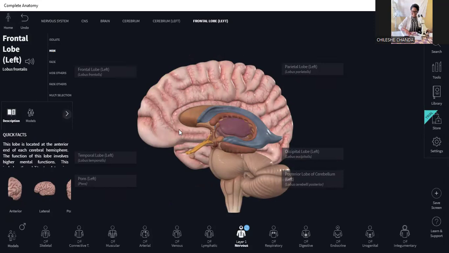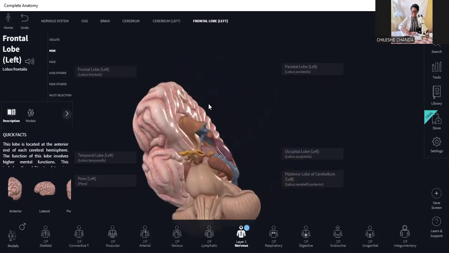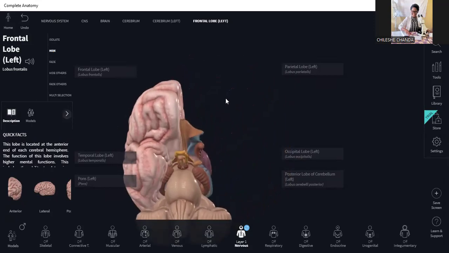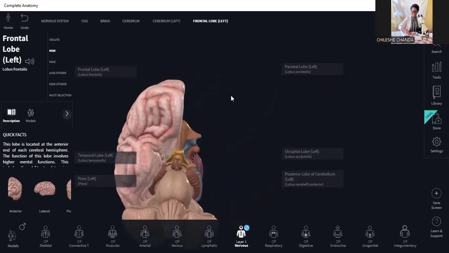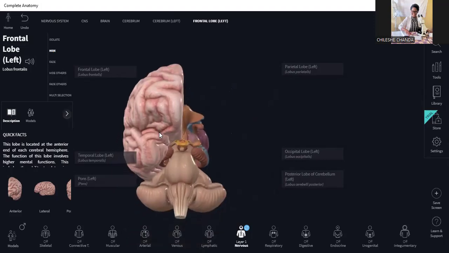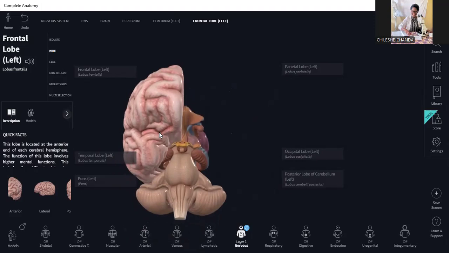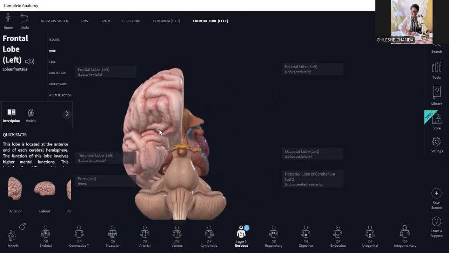And there is the inferior surface of the cerebral hemisphere. This inferior surface is irregular, and it is divided into two surfaces. The inferior surface is divided into the anterior orbital surface, which is related to the orbit, and the posterior tentorial surface, which is related to the tentorium cerebelli. Those are the surfaces of the cerebral hemispheres.